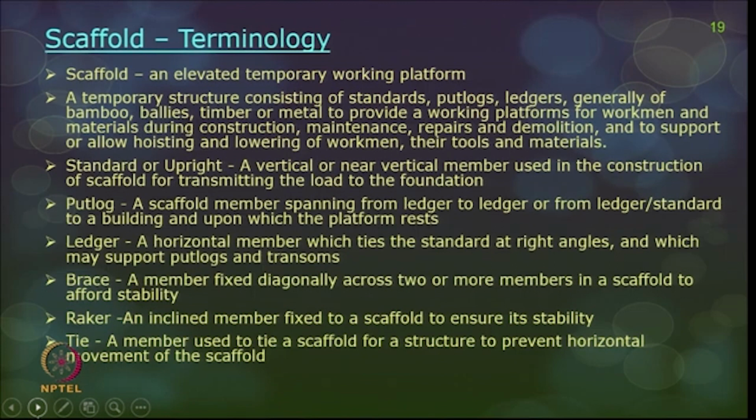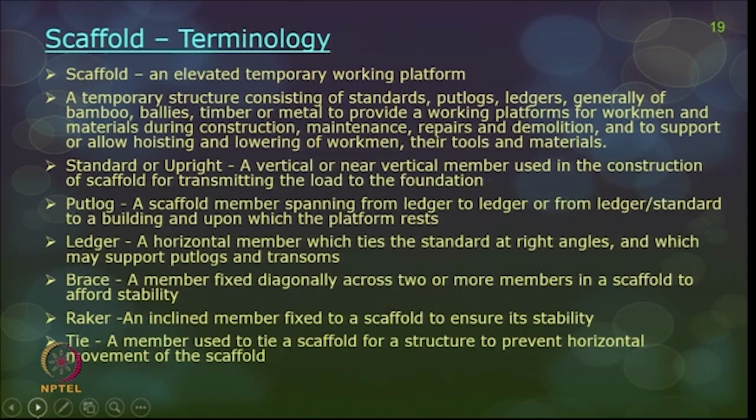And this is a temporary structure which consists of standards, putlogs, ledgers, and is generally made of bamboo or timber or even metal, aluminum. There are so many scaffold materials in place, and we have customized scaffolds as well as commercially available manufactured scaffolds these days, to provide a working platform for workmen and material during construction, maintenance, repairs and demolition, and to support or allow hoisting and lowering of workmen, their tools and materials.